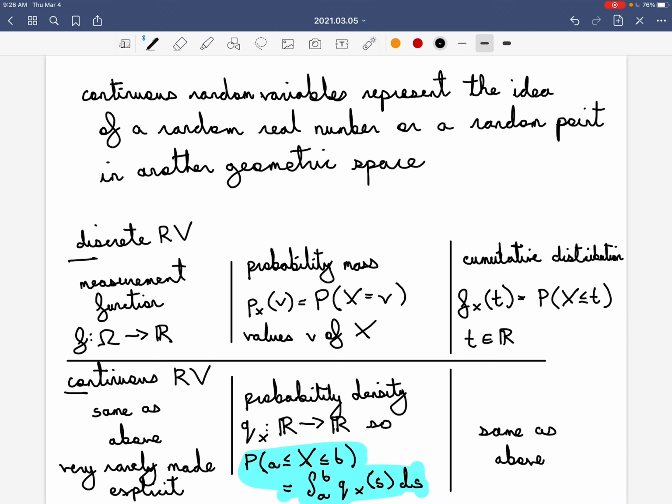So this is the 10th lecture. In this lecture, we're going to introduce the topic of continuous random variables.